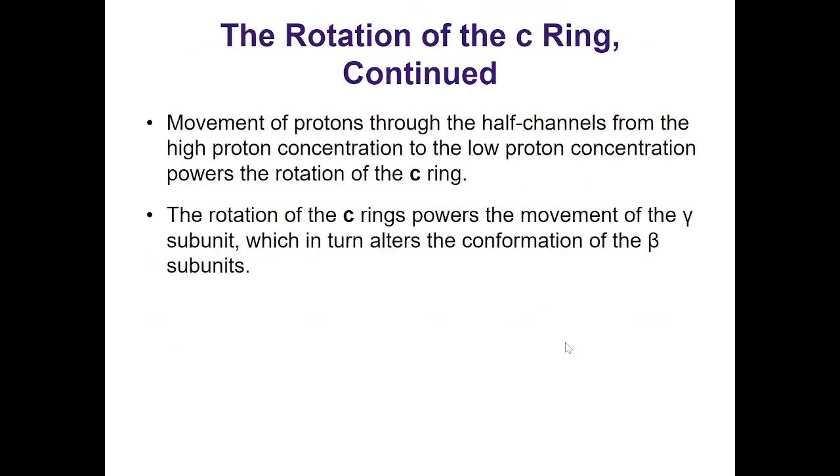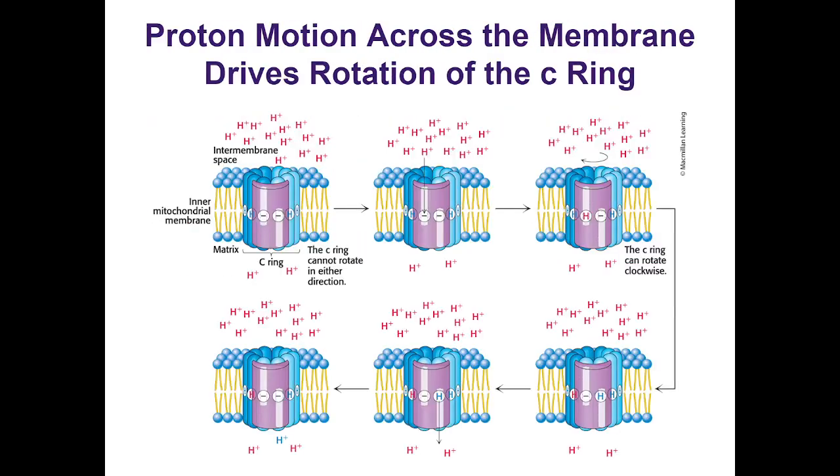Okay, so the movement of the protons through your half channels, from the high proton concentration to the low proton concentration, is going to power the rotation of your C ring. The rotation of the C ring powers the movement of the gamma subunit. This in turn alters the conformation of your beta subunit and thus powers the process of forming ATP, primarily through throwing ATPs off when they get stuck on there. Okay? So this is the overall process for your C ring portion, your F0 portion.